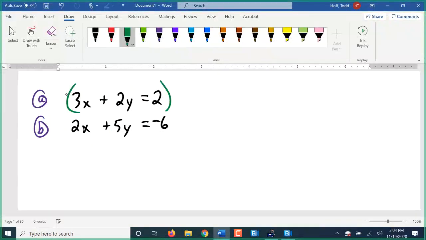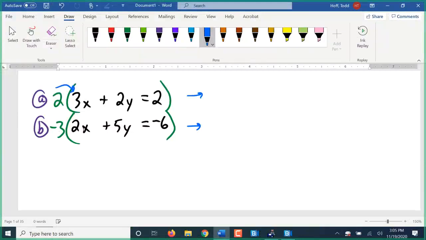So I'm going to multiply this top equation by 2. And the bottom equation, I'm actually going to multiply by a negative 3 instead of just 3. Remember, we need one of the x coefficients to be a positive 6 and the other one to be a negative 6 so that when we add them, they eliminate each other. They cancel out and we get 0x. So now let's go ahead and do the multiplication.